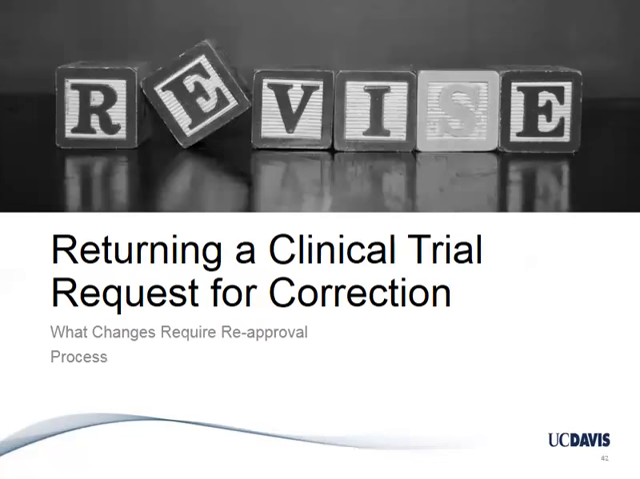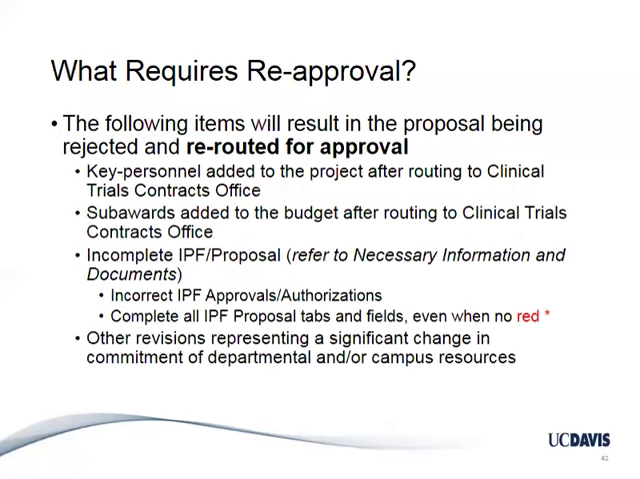All right, so now the question is, when are we going to return one for correction, right? The types of things that require reapproval all represent a significant change in the commitment of resources. That's really what's driving it. So if you submit an IPF for routing and key personnel or a subaward are added afterwards, which you can't technically do, you're going to have to contact us and tell us, then we have to have it reapproved, because that's a significant change.